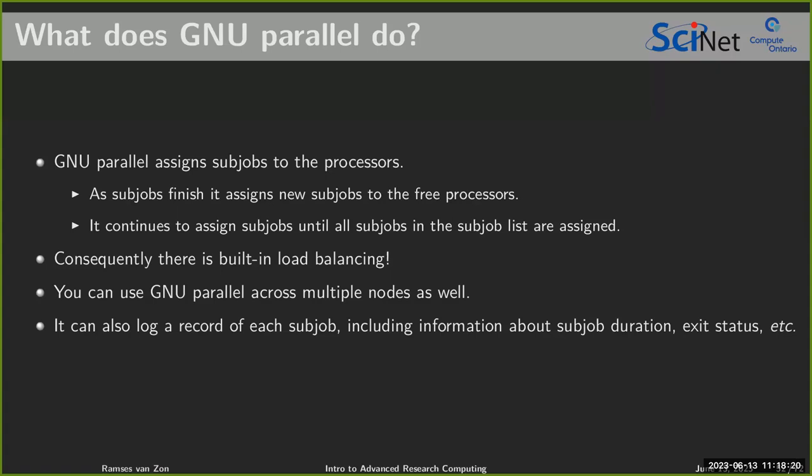That's also why, when I'm talking about these jobs, I'm trying to keep to the nomenclature of subjobs. It's not a Slurm job, it's not a Slurm task, it's just a subjob, something that we want GNU Parallel to do, and that can be done independently. Those are the independent parallel jobs that we can do.